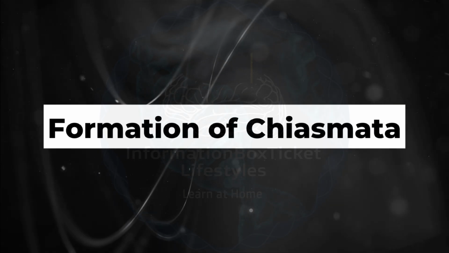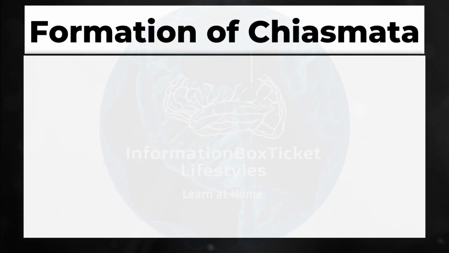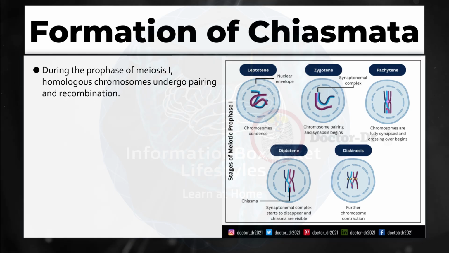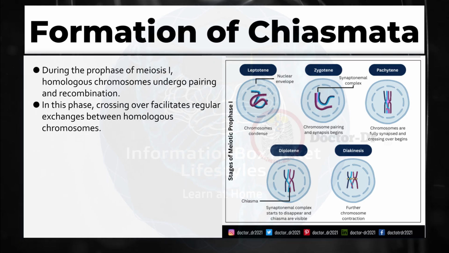Formation of chiasmata. During the prophase of meiosis I, homologous chromosomes undergo pairing and recombination. In this phase, crossing over facilitates regular exchanges between homologous chromosomes.